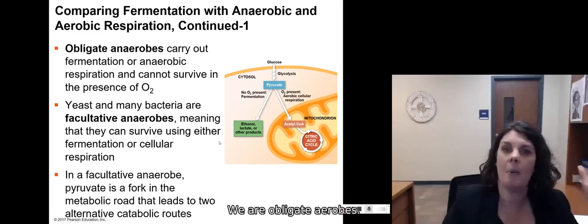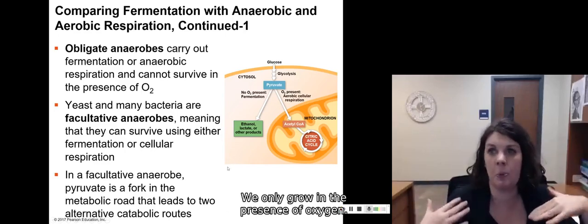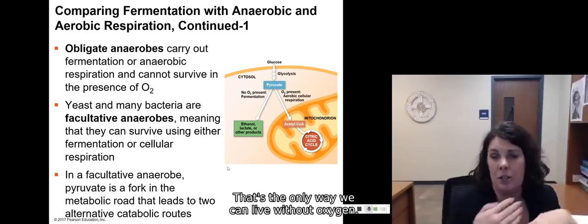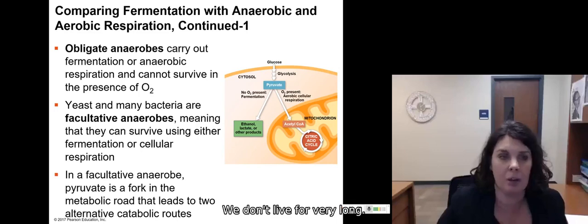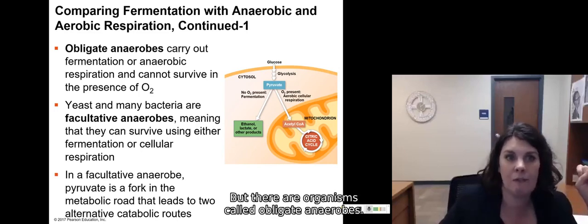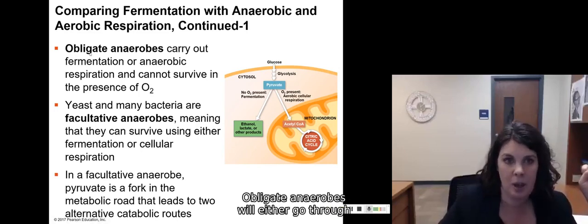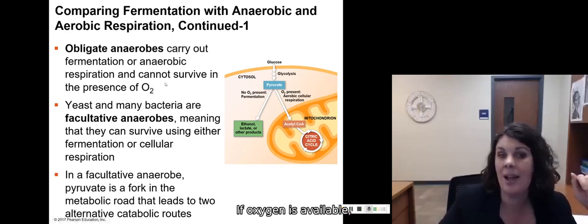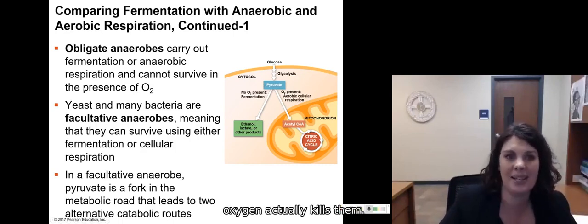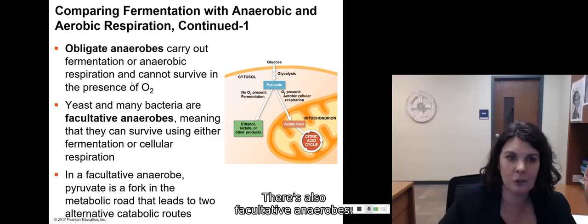So let's talk about some different types of cells. We are obligate aerobes. We only grow in the presence of oxygen. That's the only way we can live. Without oxygen, we don't live for very long. But there are organisms called obligate anaerobes. Obligate anaerobes will either go through fermentation or anaerobic respiration. They only live without oxygen. If oxygen is available, oxygen actually kills them.